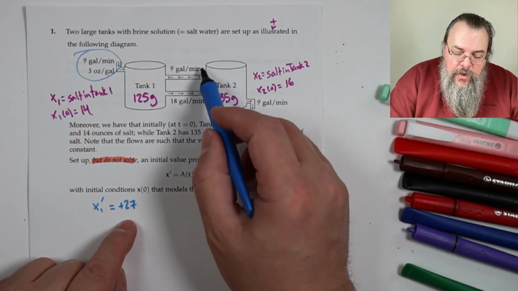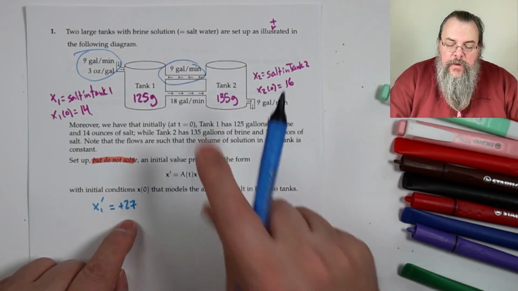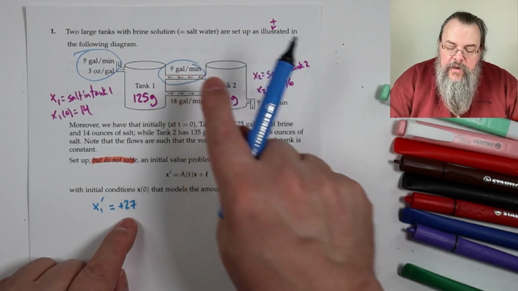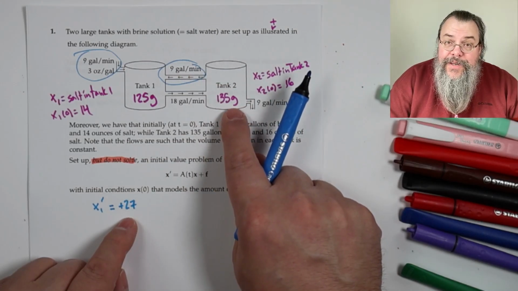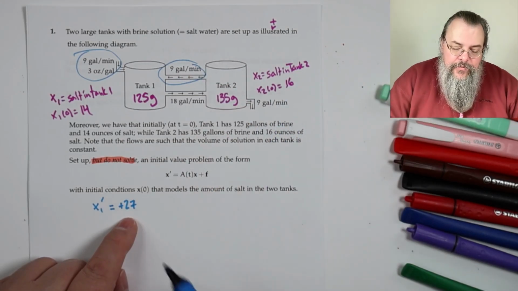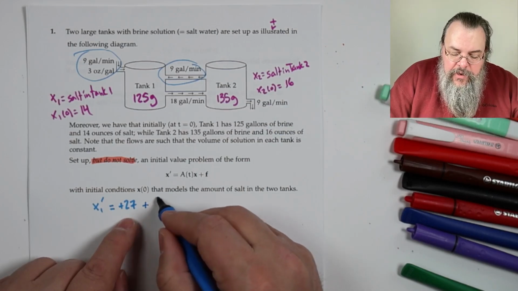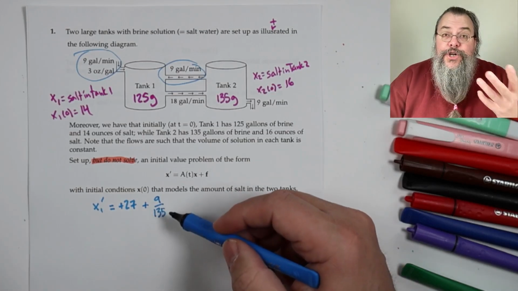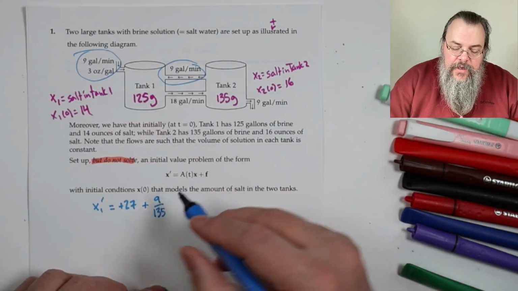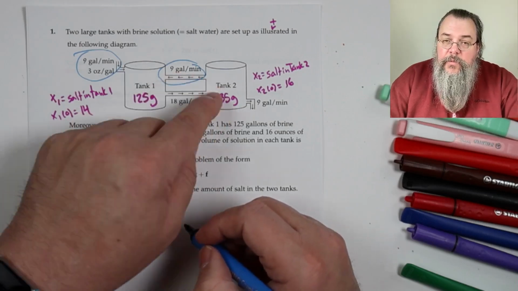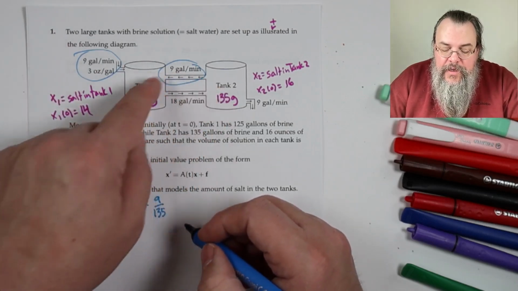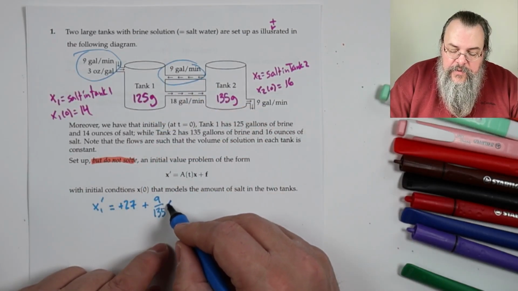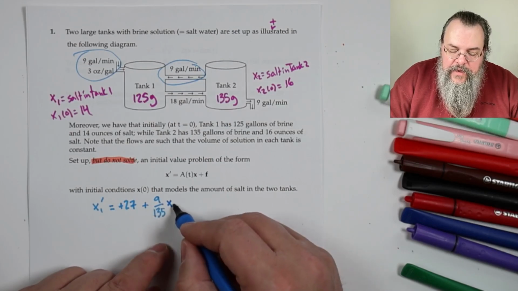Now we say, well, look, we also have something else that's coming in. We have something coming in from tank 2. Now, what do we have? We have 9 gallons of the 135 gallons from tank 2 coming in. We can think of that as a ratio. So, I'm going to write plus, because something's being added, 9 over 135. And this is the proportion of what's in tank 2 coming into tank 1. If that much of the salty water is coming in, then that's the proportion of the salt from tank 2 going into tank 1. So plus 9 over 135 times x2.